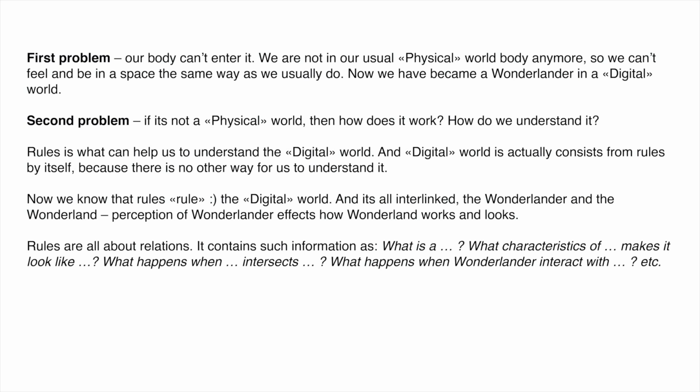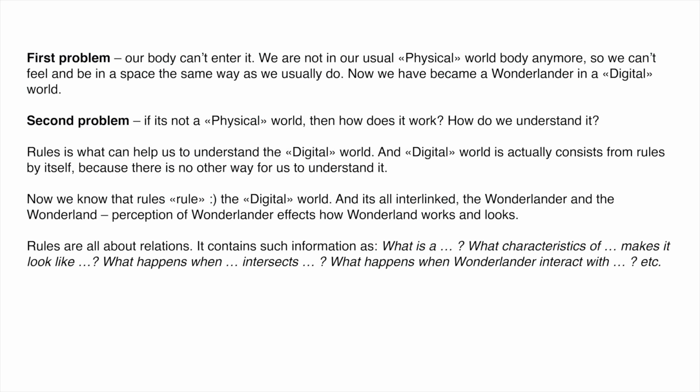Second problem: if it's not a physical world, then how does it work? How do we understand it? Rules are what can help us to understand the digital world. And the digital world actually consists of rules by itself, because there is no other way for us to understand it. Now we know that rules rule the digital world, and it's all interlinked. The Wonderlander and the Wonderland: the perception of the Wonderlander affects how Wonderland works and looks.